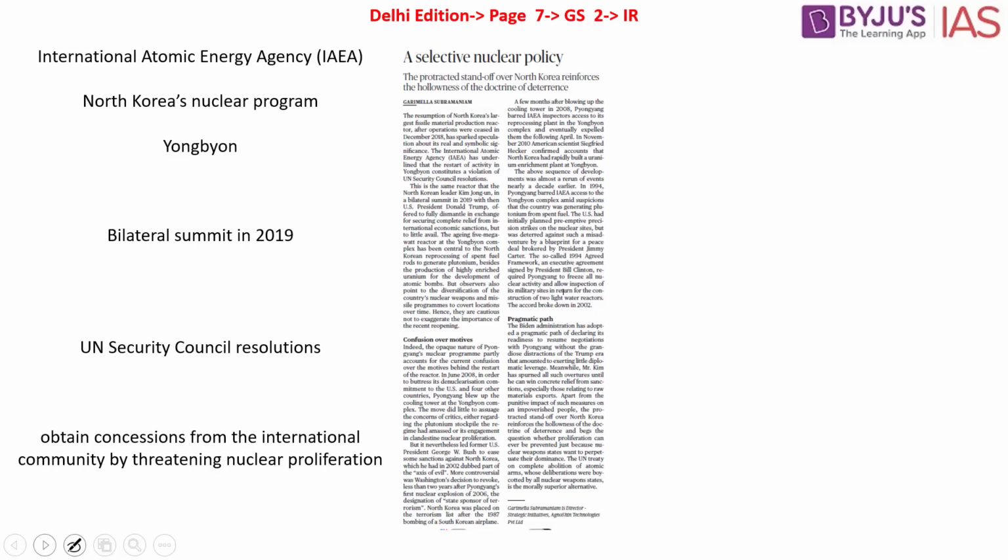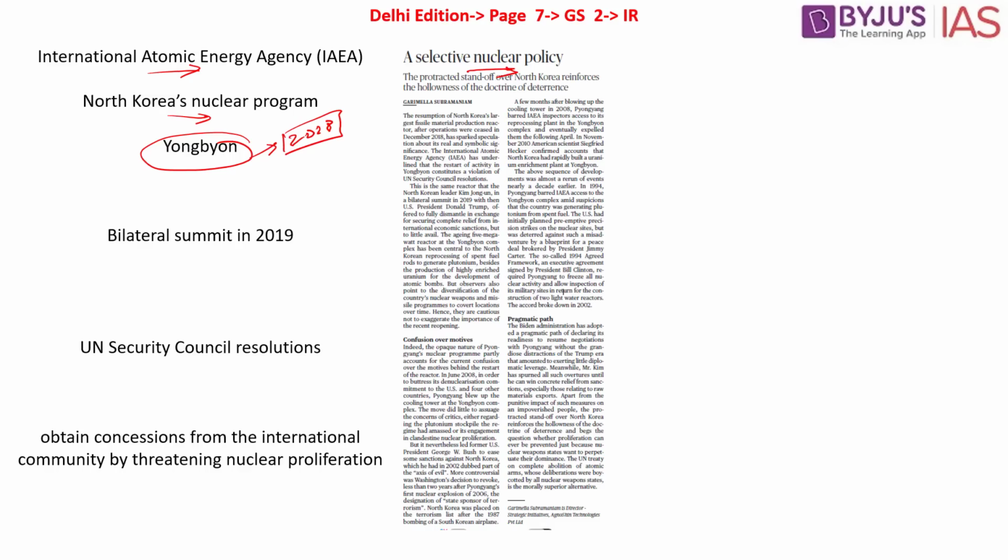Now let's look into the next article. This article says a selective nuclear policy. The article here is speaking about North Korea's nuclear policy. What is the context? We have the International Atomic Energy Agency in its new annual report on North Korea's nuclear program. It has said that there are indications coming from North Korea that its plutonium-producing reactor at Yongbyon is once again producing plutonium for the first time since the year 2018. 2018 was the last time they started producing plutonium from this very reactor.